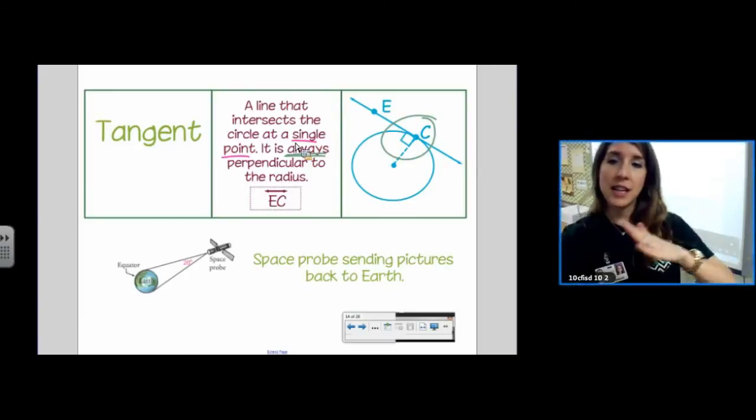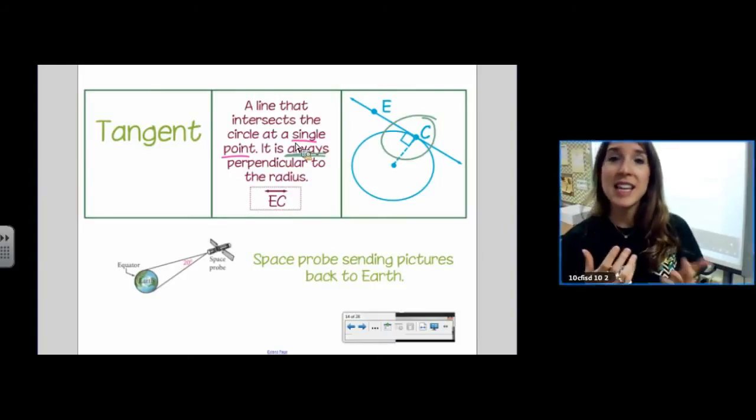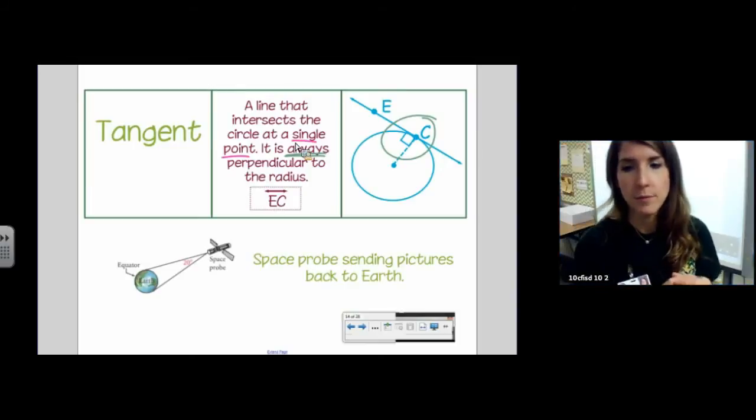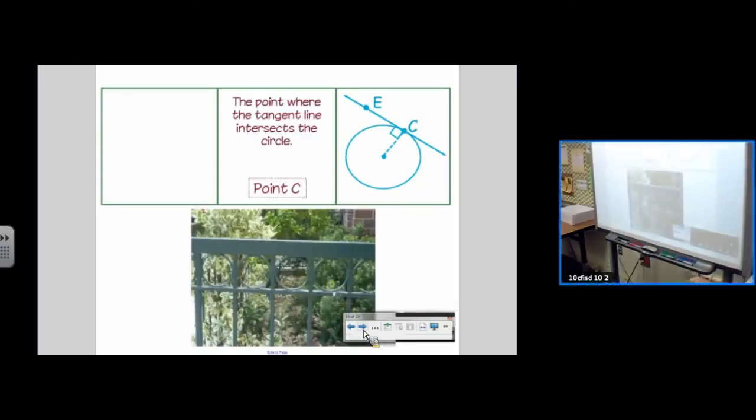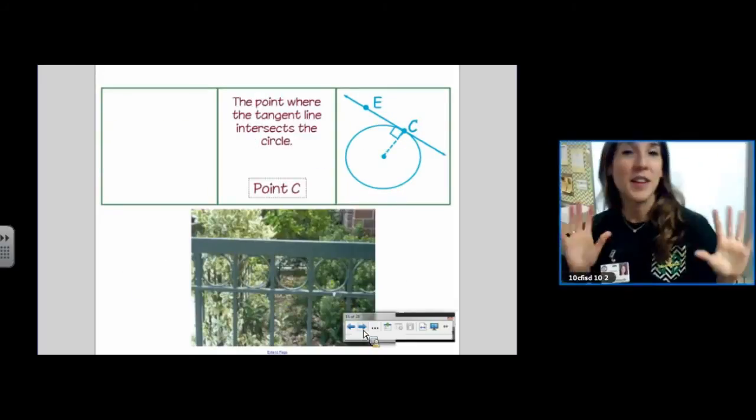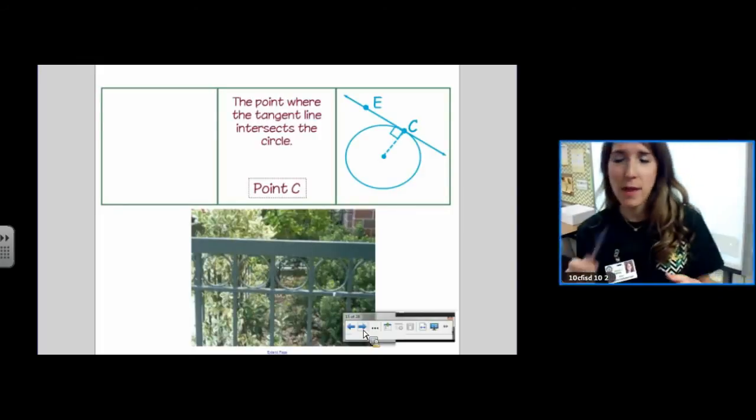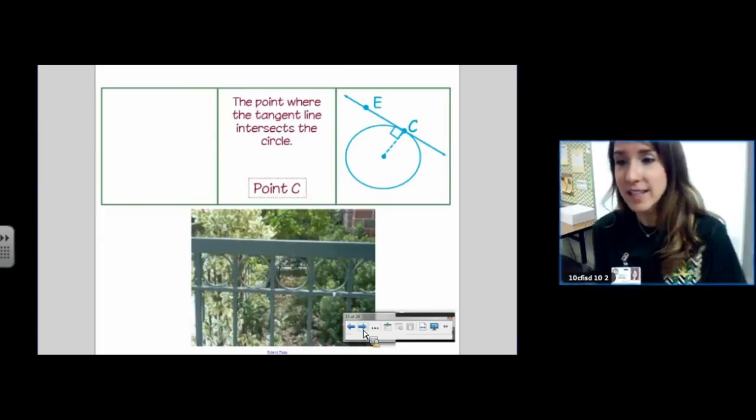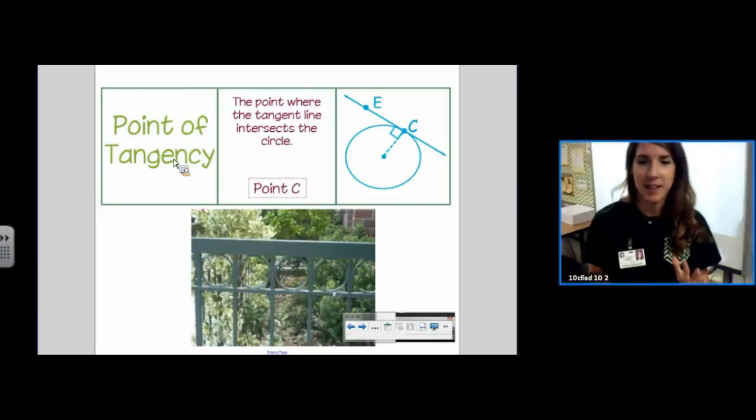Wherever the radius intersects the tangent line, because they only intersect one time, that is a right angle. So C is the vertex of the right angle. Yes, it has to be a right angle. This next word is very descriptive of what the object actually is. The point where the tangent line intersects the circle is called the point of tangency. The word describes exactly what it does.